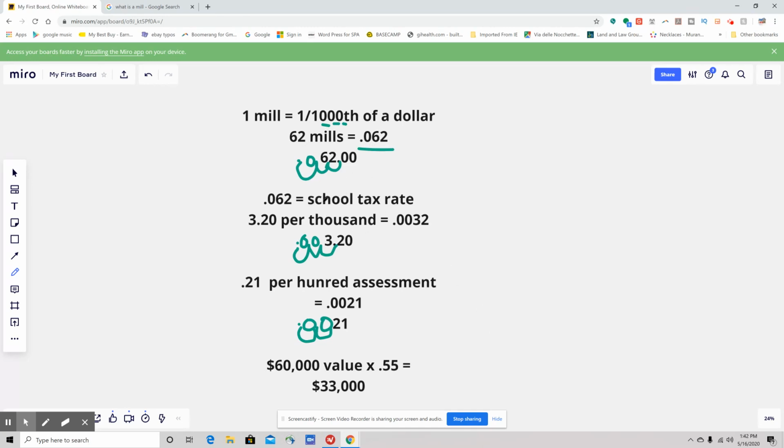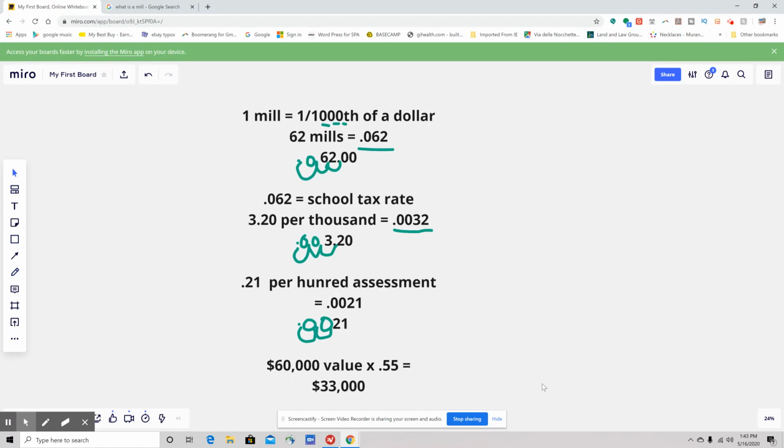Now we can multiply that by the assessed value. Next, we have $3.20 per thousand. We do the same thing. It's 0.0032 as the numerical representation. We move the decimal point over one to make it 0.32, one more to make it 0.032, and then one more because we have three zeros in 1,000, just like up here, and it equals 0.0032.